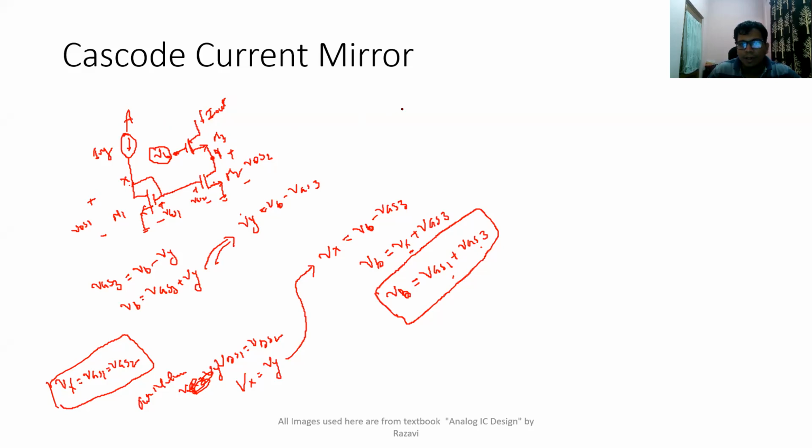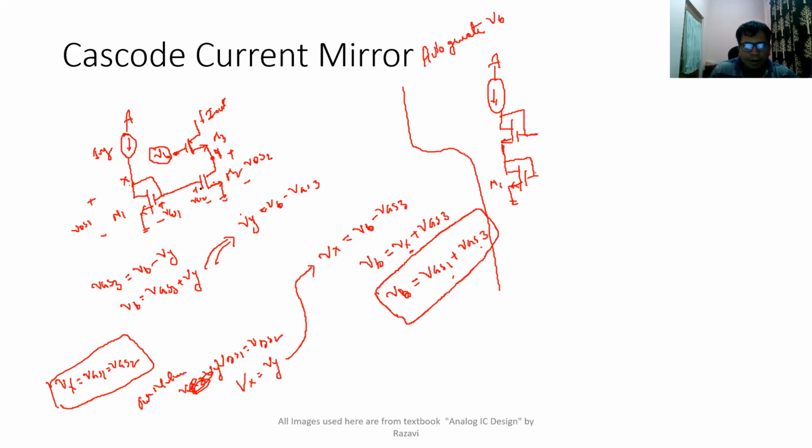This VB can be automatically generated if you use this circuit. How to automatically generate VB? You can use this circuit. Let this transistor be the same M1 transistor. I am just drawing this. I have made changes to this path. I have added one more transistor, M0.